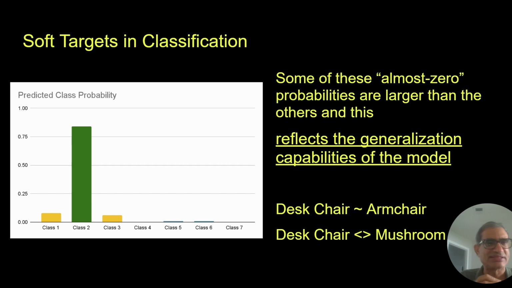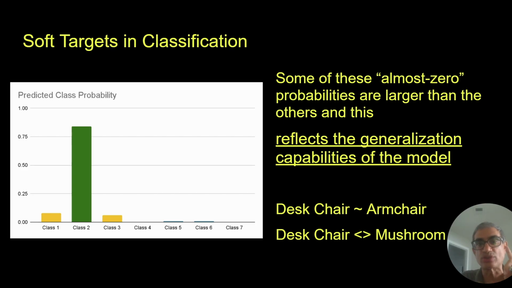Look at a classification task. Look at this toy example that I just created. We know that finally the model is going to choose one class. It so happens in this case it's the green bar. Let's say it has a probability of 0.8 or more, and class 2 is what it will pick. But look at class 1 and class 3. They have very, very tiny probabilities, but they are non-zero. As the paper itself says, some of these quote unquote almost zero probabilities are larger than the others. And this is the key idea: this reflects the generalization capabilities of the model.